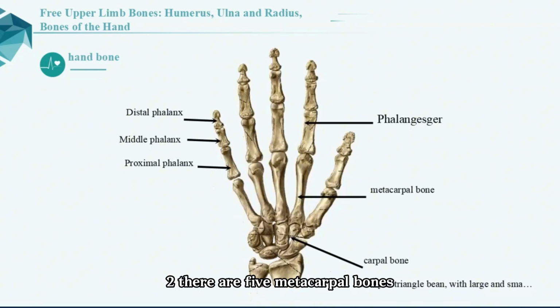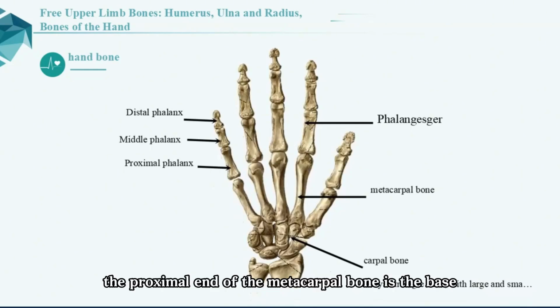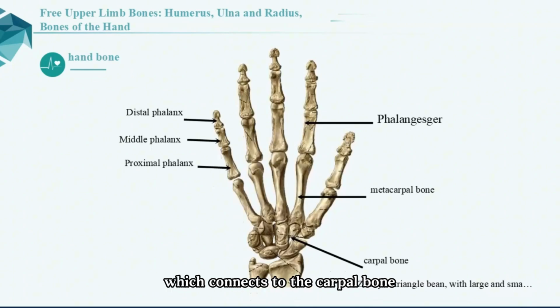There are 5 metacarpal bones, which are the 1st to 5th metacarpals in order from radial to ulnar side. The proximal end of the metacarpal bone is the base, which connects to the carpal bone. The distal end is the head, which connects to the phalange, and the middle part is the body. The first metacarpal bone is short and thick, with a saddle-shaped articular surface on its base, which articulates with the saddle-shaped articular surface of the trapezium bone.